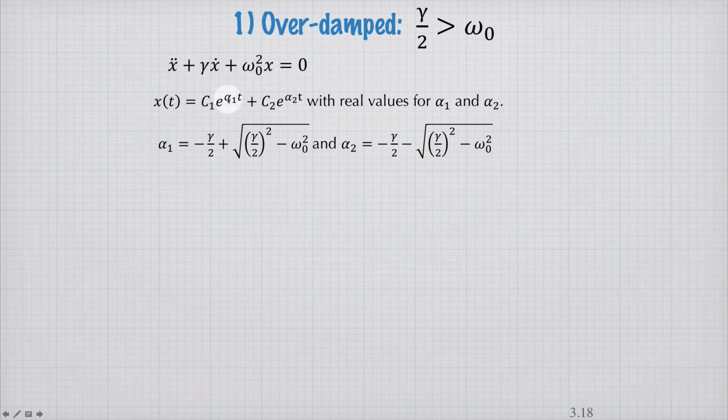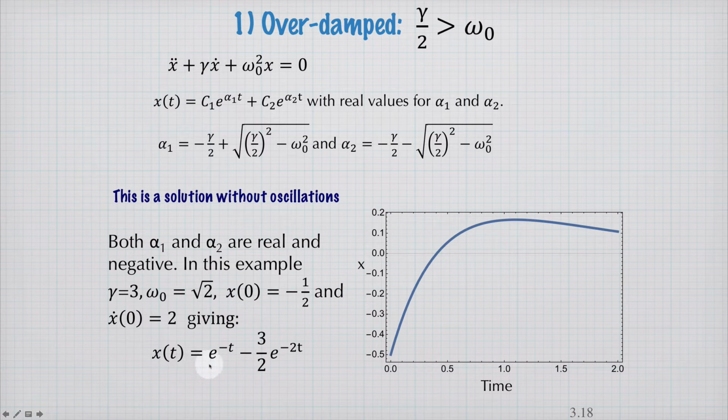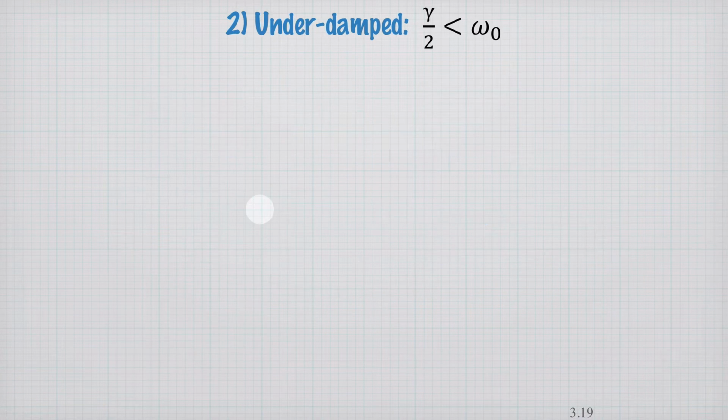So that means that alpha 1, alpha 2 will give us a sum of two decaying exponentials. So here's an example with some value for gamma, omega naught, and initial conditions that gives us a sum of two decaying exponentials. So x here rises and then will slowly decay out as time goes to infinity. X will decay back down to 0. Not particularly exciting. The underdamped case is more exciting, however.